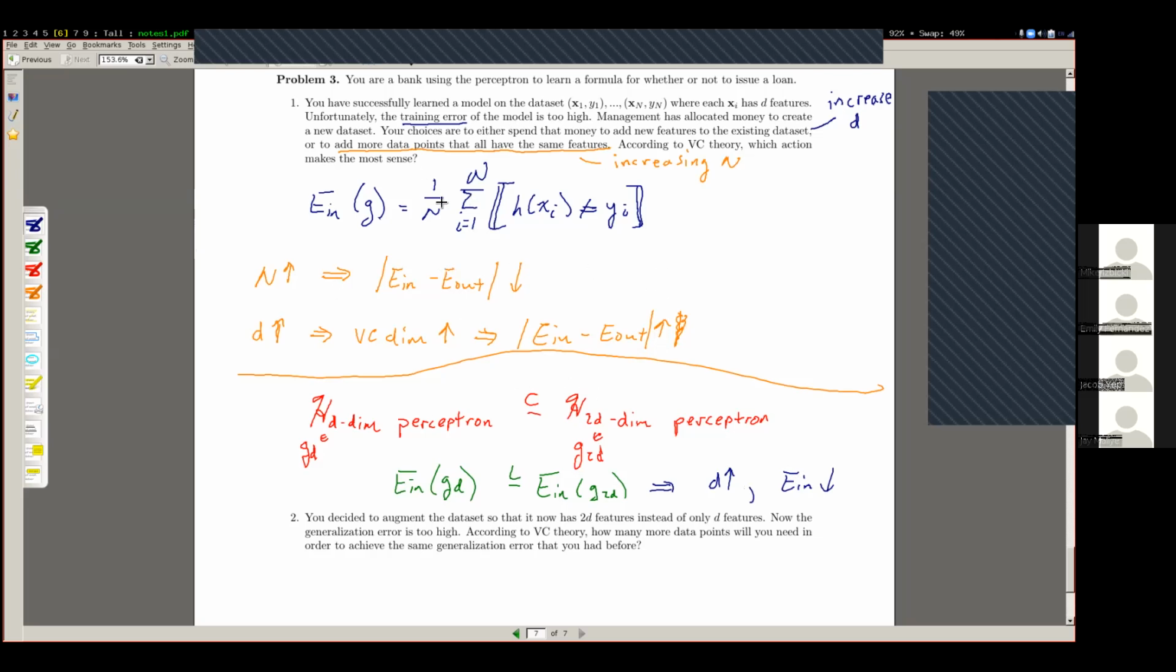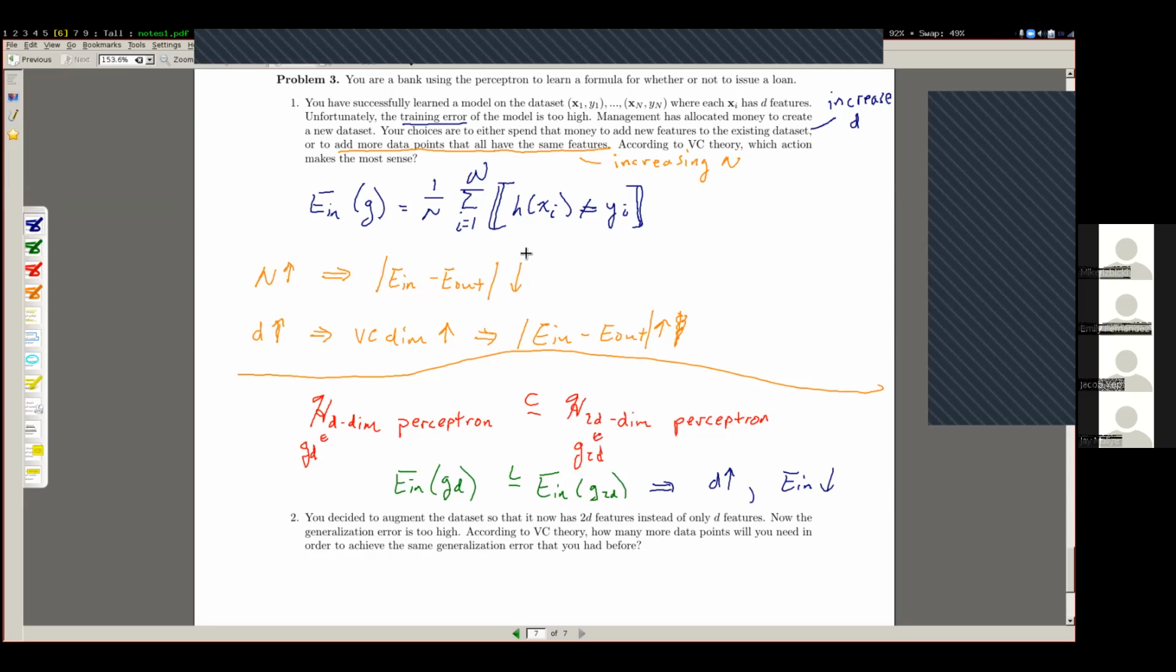And so based on my knowledge of all these things, I can say with pretty high certainty that adding more data points is not going to help me improve my training error, but getting new features is the thing to do at this point. And I would go to management and tell them to increase the features that they're using.